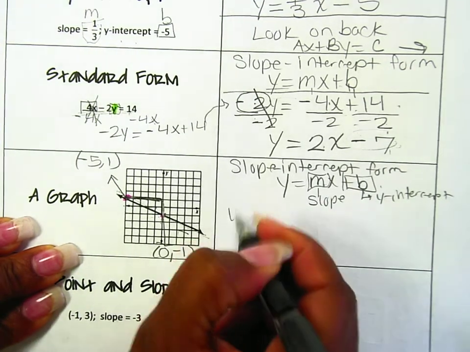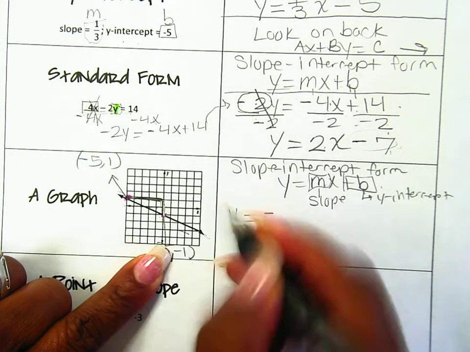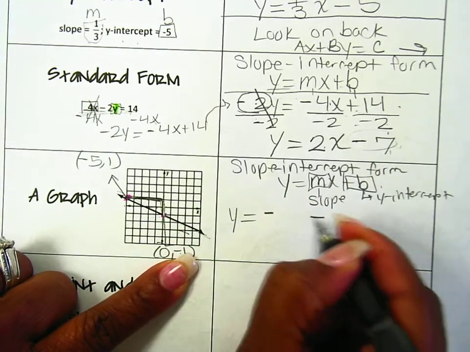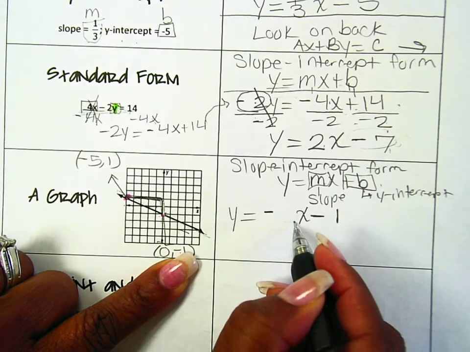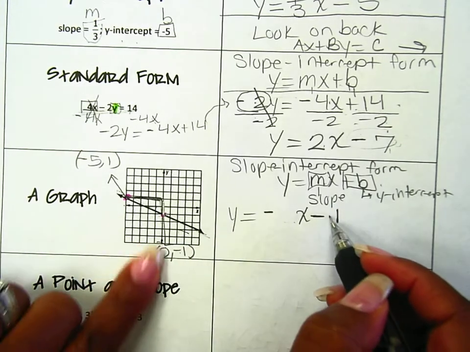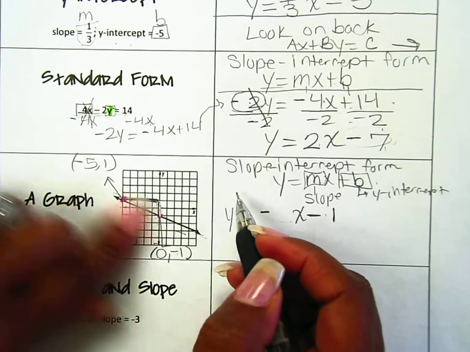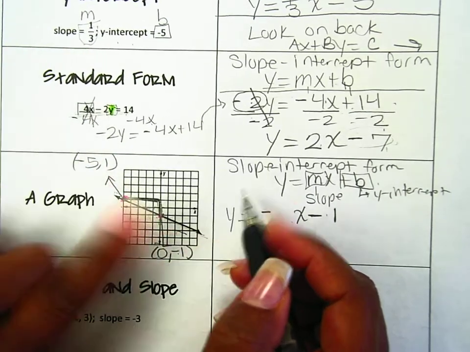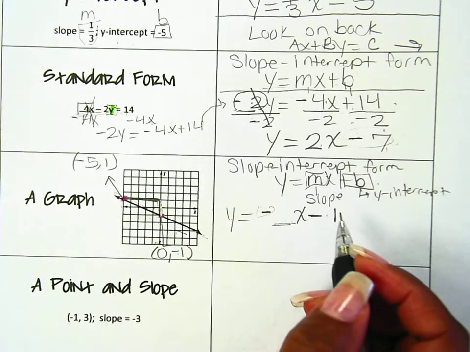So I know I'm going to have y equals, it's going to be negative. I know that my y-intercept is -1. And I have x, so now I just need to know what my slope is. You see? I say, okay, my y-intercept, that's -1, so put my -1. It's a negative slope because it's decreasing left to right. Therefore, I know my slope is going to be negative. So now all I got to do is fill in for m.